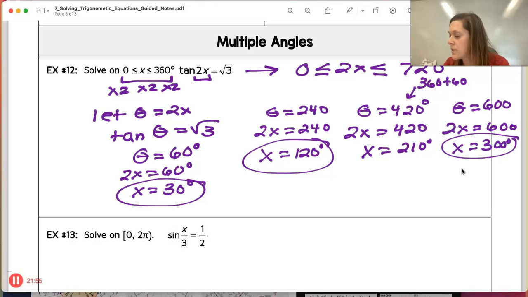So those would be all your degrees that x would equal to solve the equation 2 tan x equals the square root of 3. Okay, could you use the double angle identity and transfer that tangent 2x into something new? Yeah, but why would you do that? Because that would just get really, really ugly.